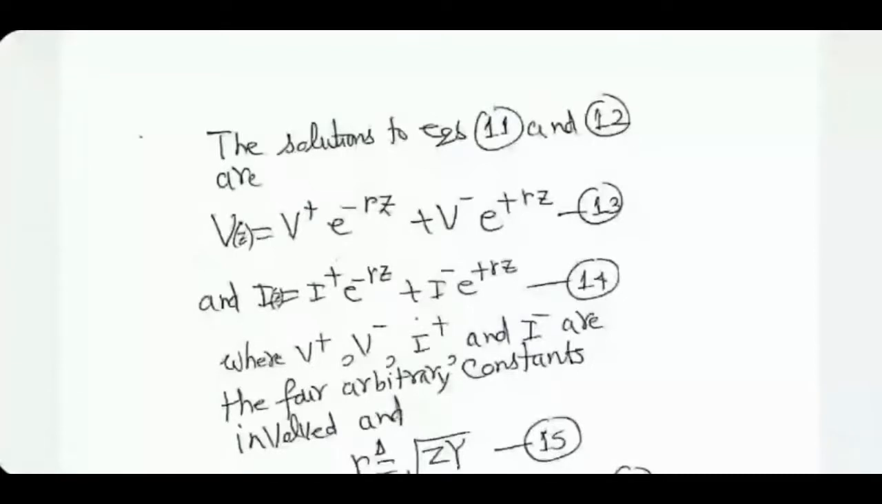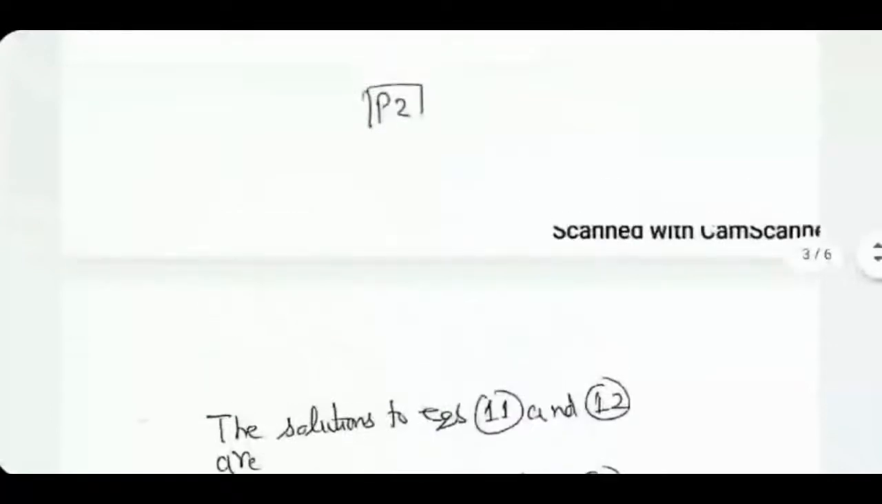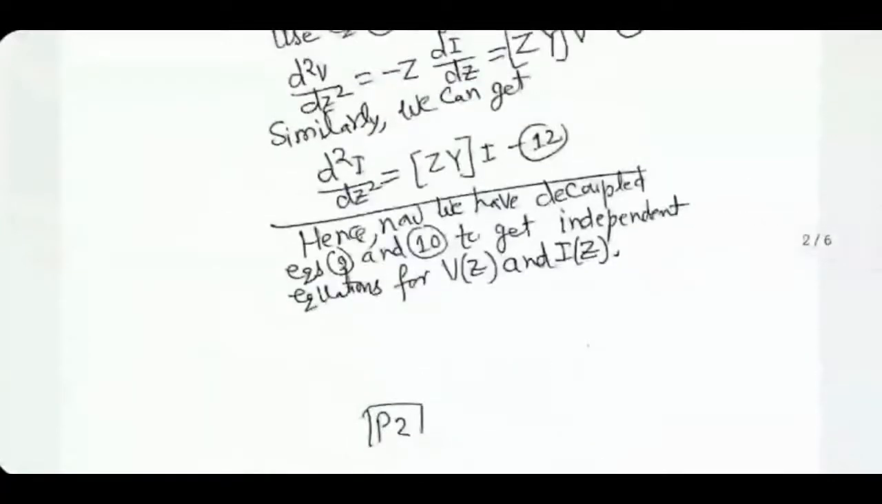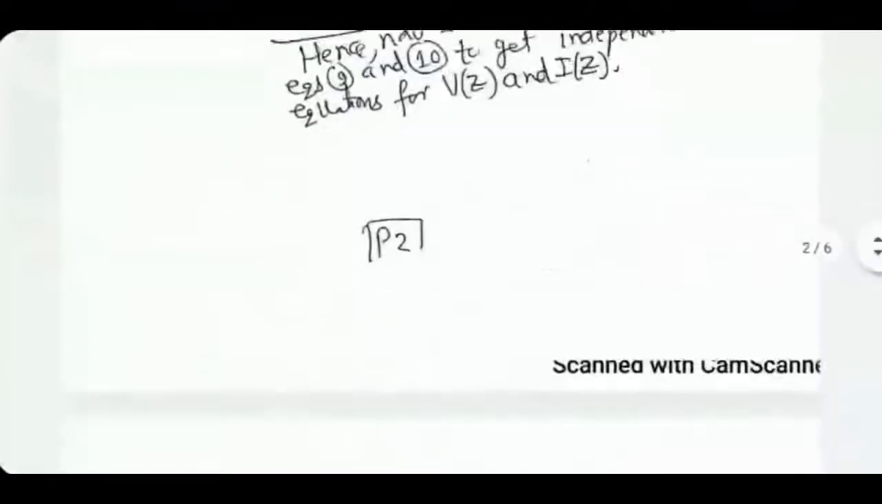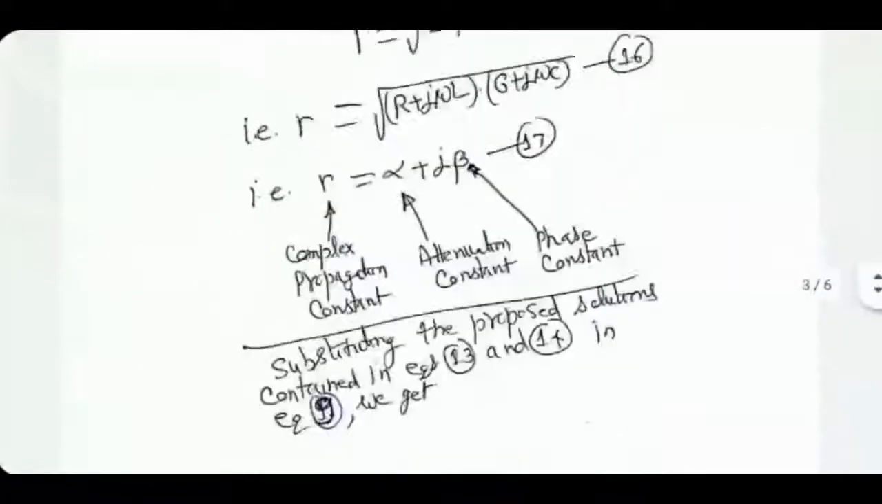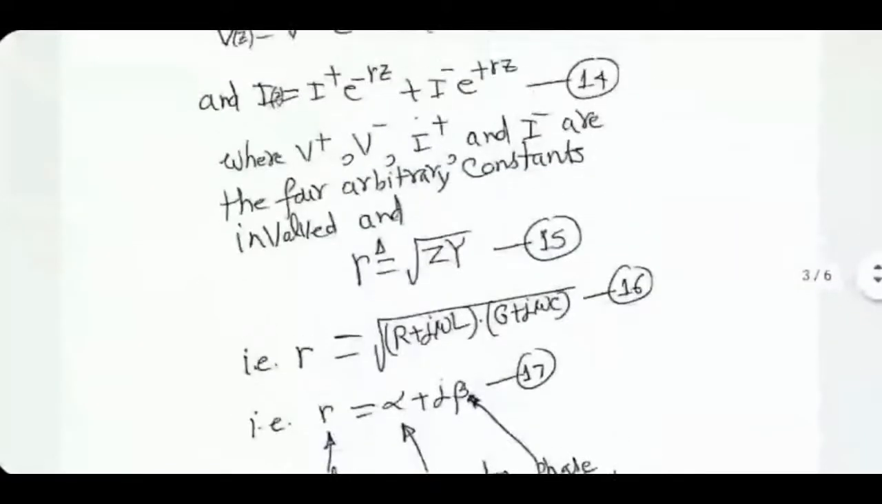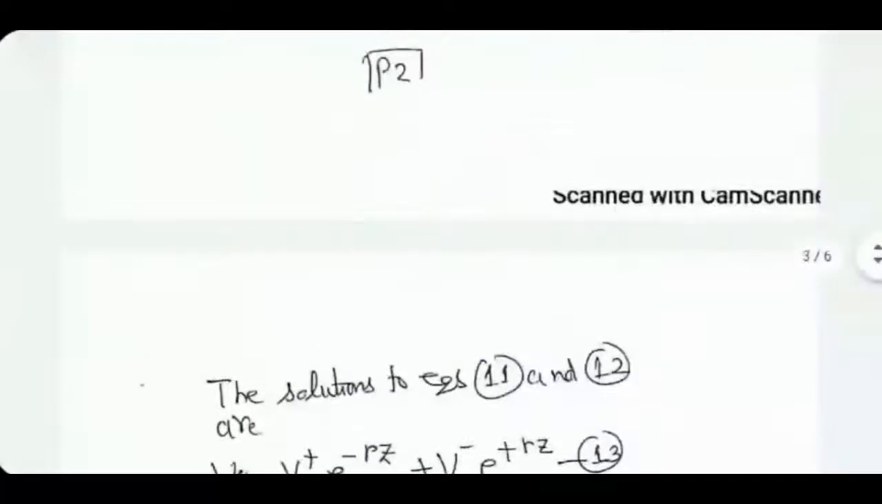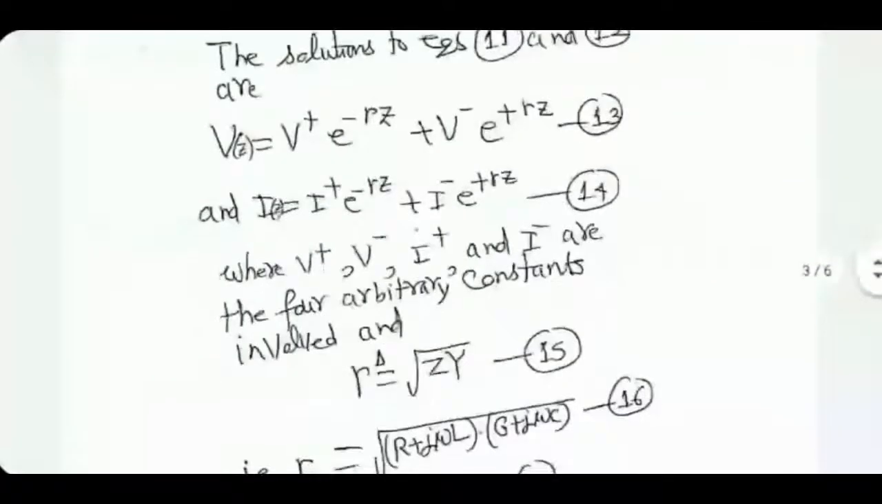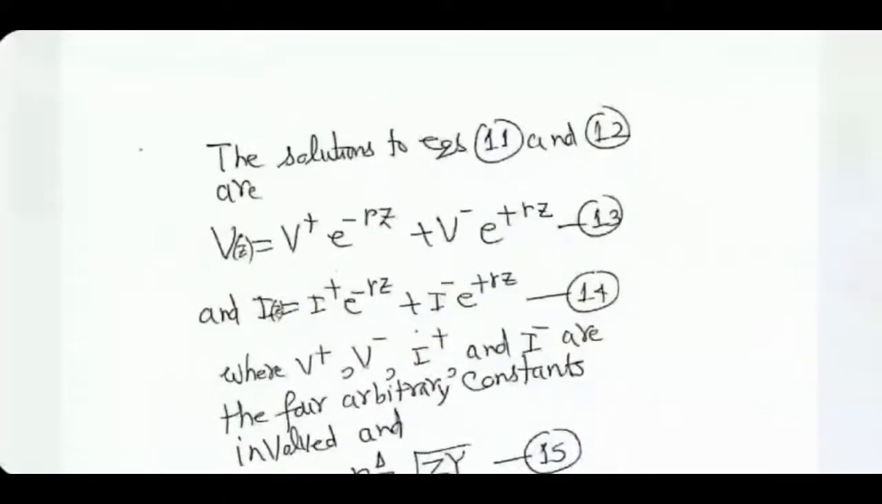V plus, V minus, I plus and I minus are the four arbitrary constants involved, and gamma has been defined as a parameter which is square root of zy. In general, gamma will be a complex number because z and y are complex numbers. Our objective now is to determine the arbitrary constants as much as possible.